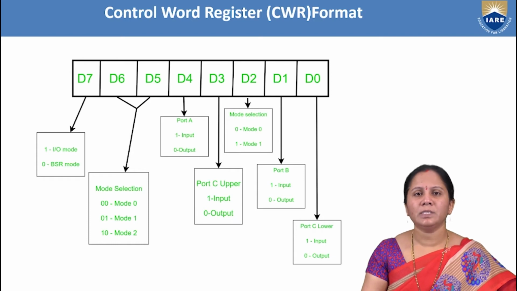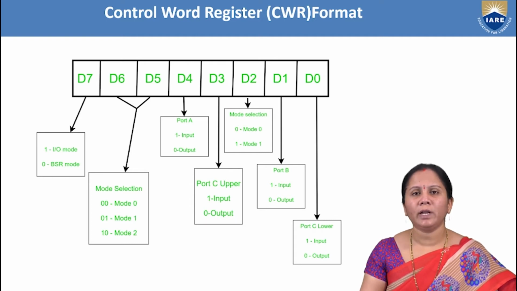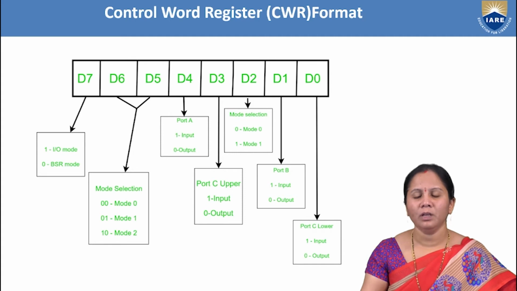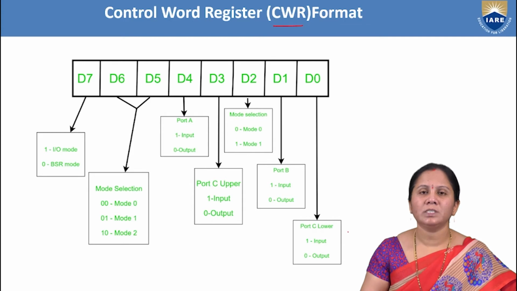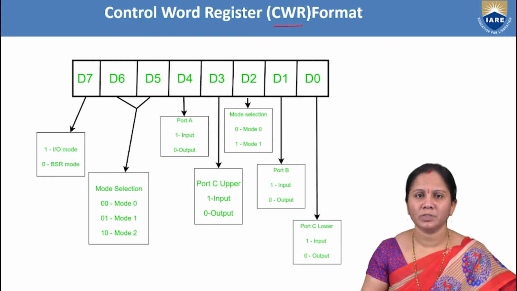Now we will see how to write the assembly language programs to generate different analog signals like square wave, sawtooth wave and triangular wave. Before writing the programs, first we should know about this CWR. Here CWR stands for control word register. Why? Because if you are connecting this ADC, DAC or stepper motor or keyboard, we have to connect all the devices to the 8086 microprocessor by using the 8255 PPI.